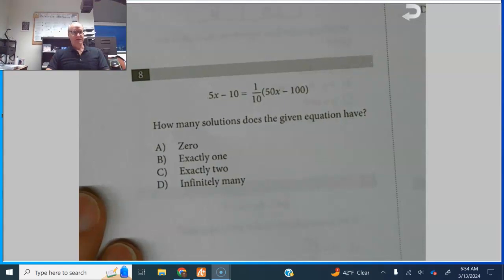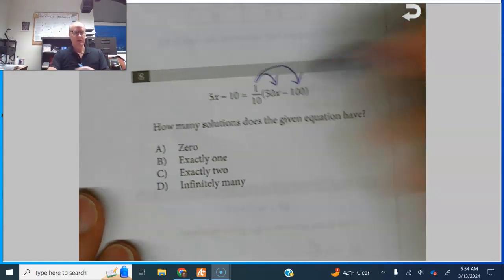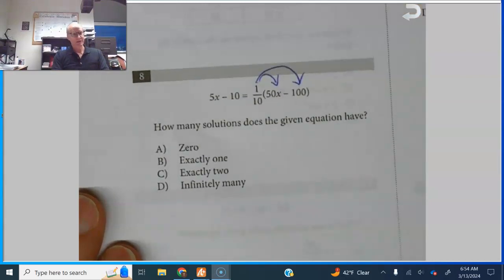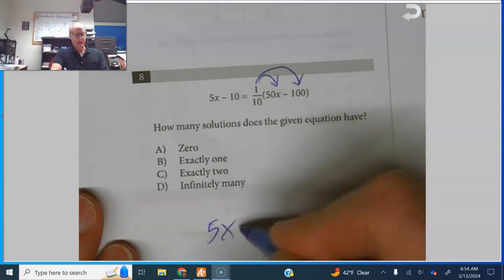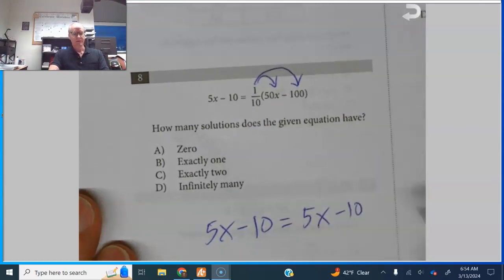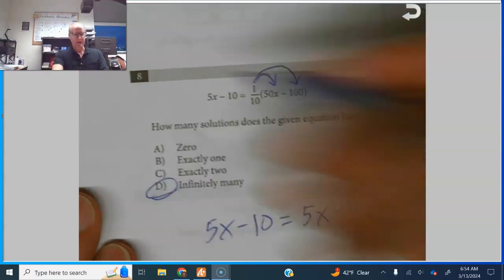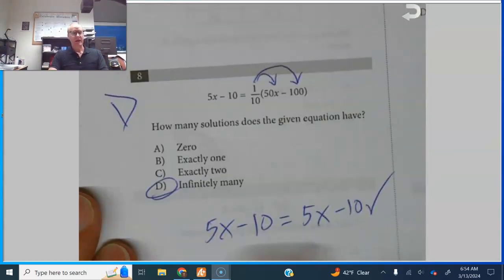Number 8, hopefully you recognize that if you distribute the 1/10, you get what's called an identity. 5x minus 10 is always equal to 5x minus 10. This is always true. It's called an identity, and if I had gotten plus 10, for example, it would never be true, and it would have 0 solutions. This has an infinite number of solutions. X can be anything in an identity.